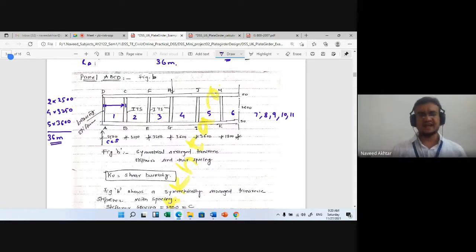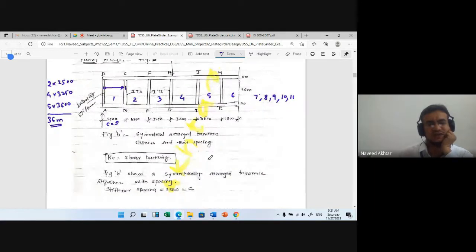To get advantage of it, it behaves like a truss. So that's why we are going for that. Diagonal tension and diagonal compression will come into picture in this case. So we'll see how it will be possible.